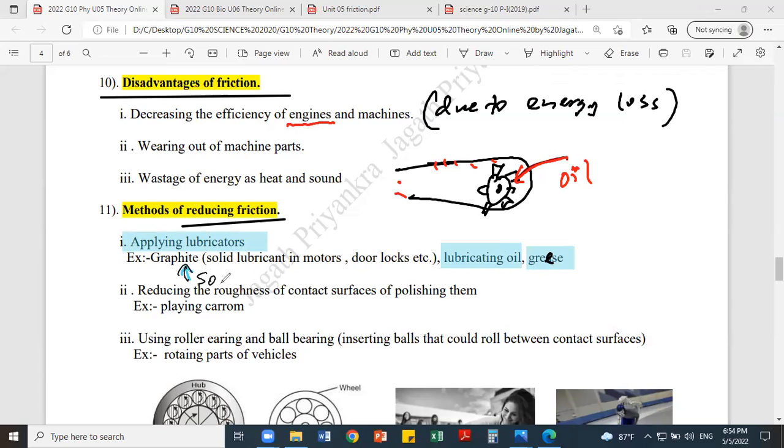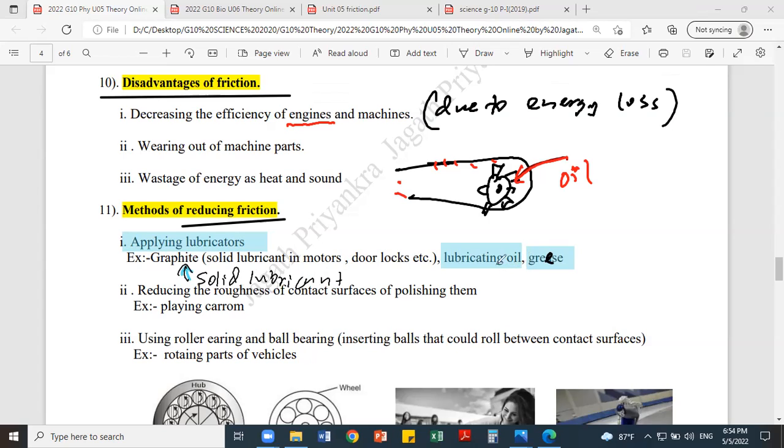Door locks use this solid lubricant. Otherwise, oil drains to the flow and hand contact, and this is a problem. Graphite has a slippery nature. I think you will learn that in chapter 10 later, in chemistry. Solid lubricant.